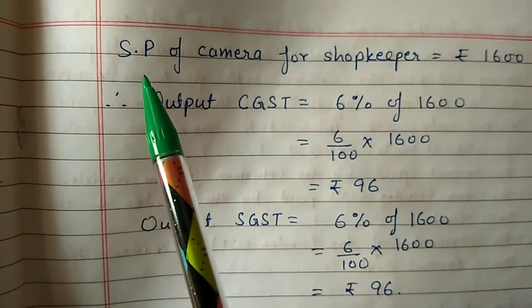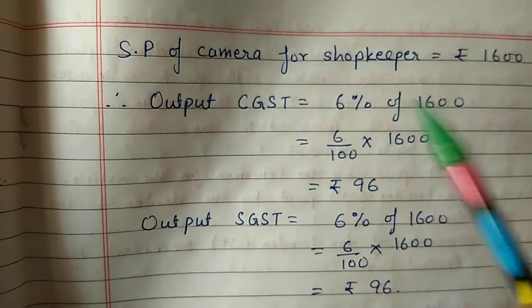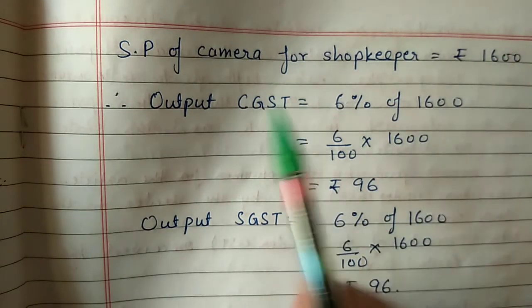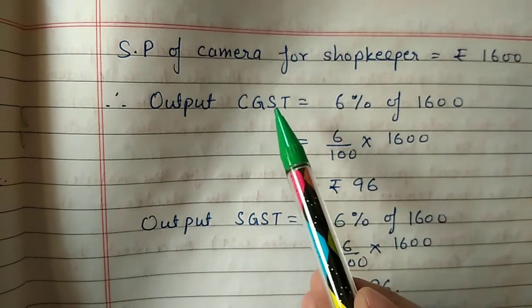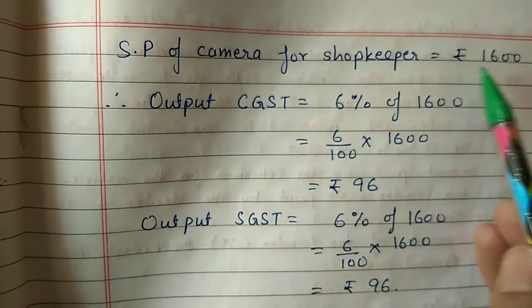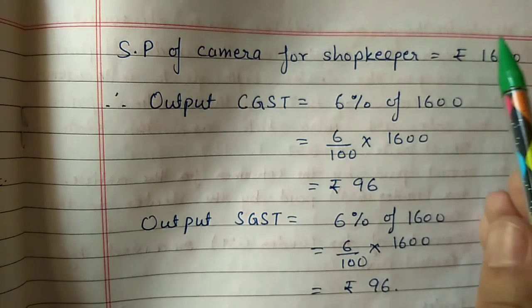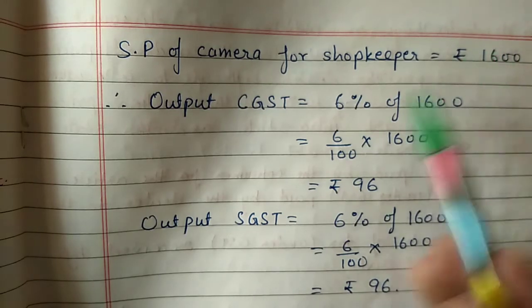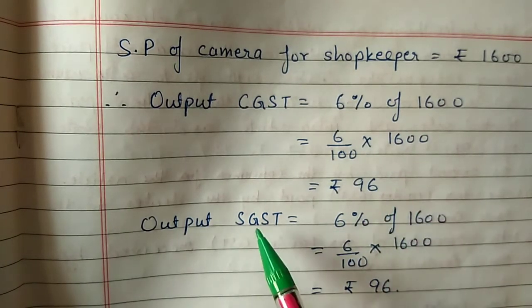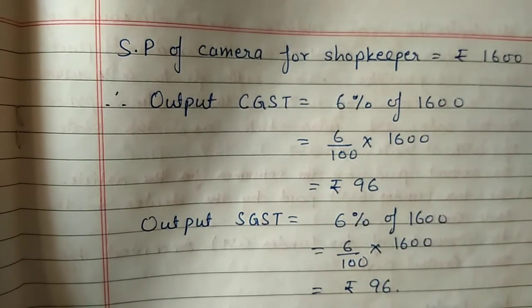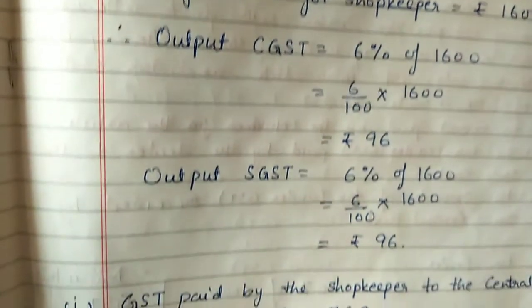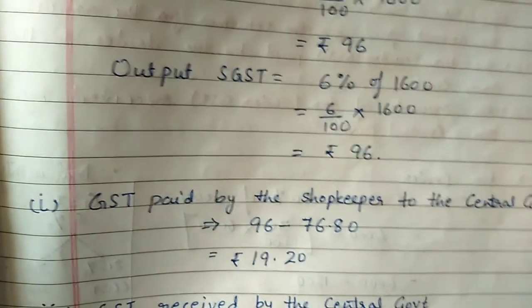Now the shopkeeper is selling this camera at the rate of 1600 rupees, at the printed price only. So output CGST means 6% of 1600, because the consumer is paying 1600 rupees, so he will give tax according to this money. So 6% of 1600 rupees is 96 rupees, and SGST also will come the same, 96 rupees. So the difference between these two taxes the shopkeeper will pay to the central government.